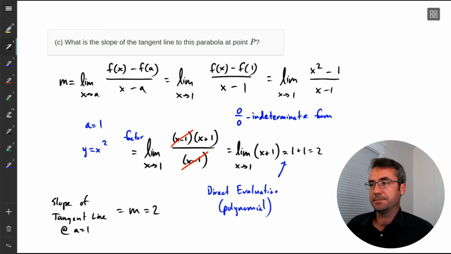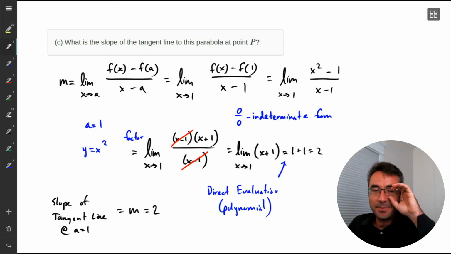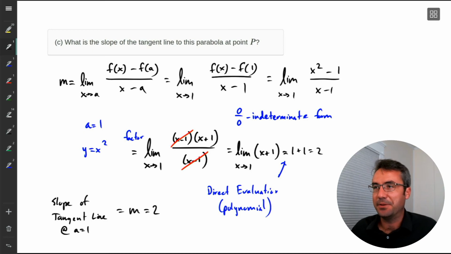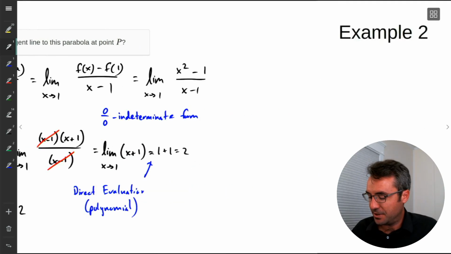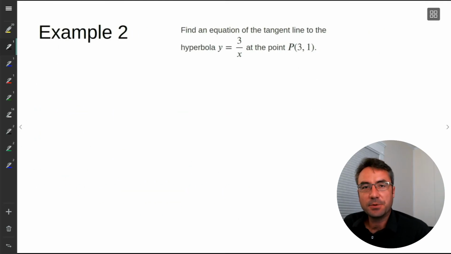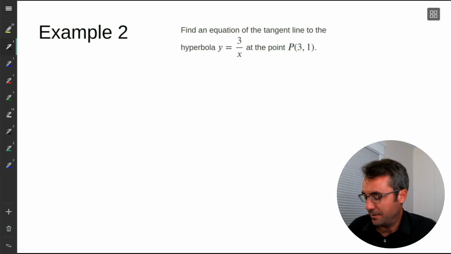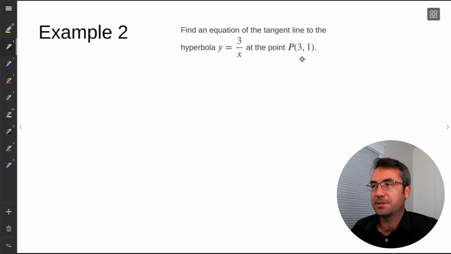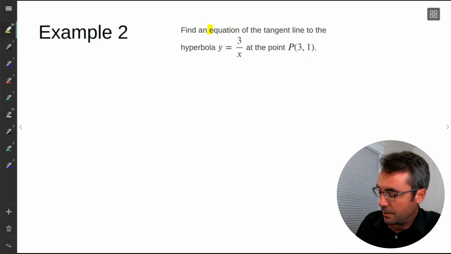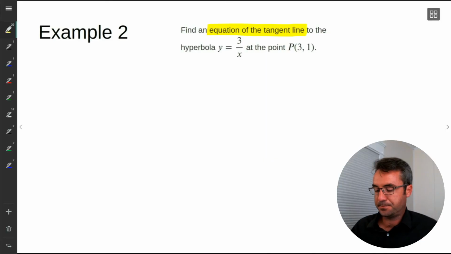We figured it out. All right, so it's a little bit of work to do these. That one's not too bad though. Let's try another one. Example 2, we're going to find the equation of the tangent line. We're given our function y equals 3 over x, and we're told what point we're going to be looking at. Point P here is (3, 1). But this time we're going to be finding the equation of the tangent line.